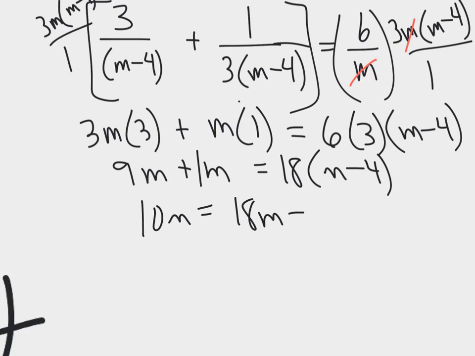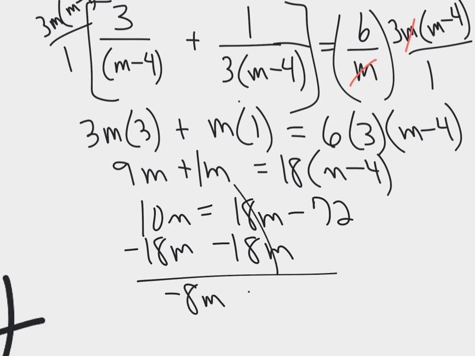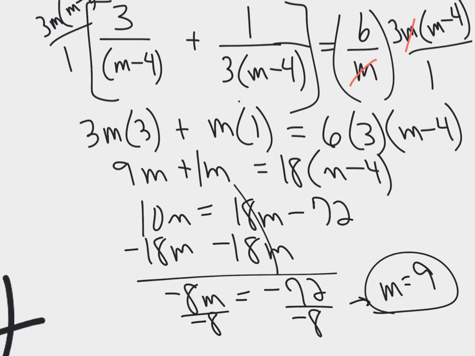So 18m minus 72. It's kind of up to you how you want to do this at this point. I'm just going to subtract 18m. Divide by -8. And m equals 9. Double check that that would not make one of your denominators equal to 0. And again, if you had time, you could go back and substitute that back in the original equation, and you could see that those would be equal.